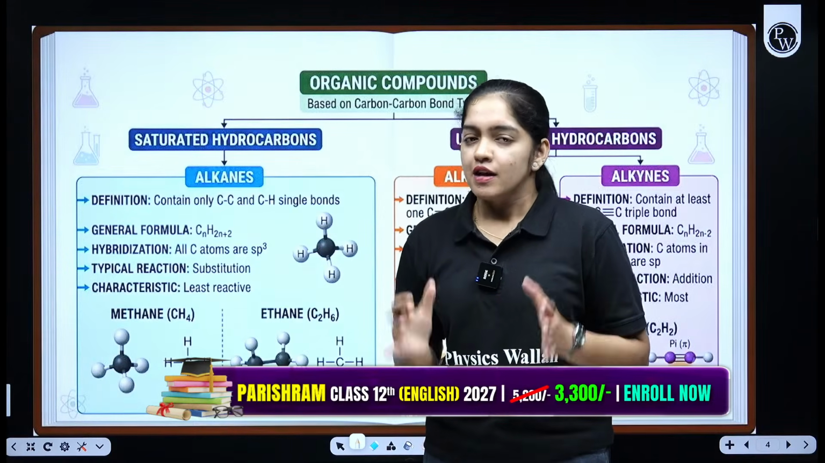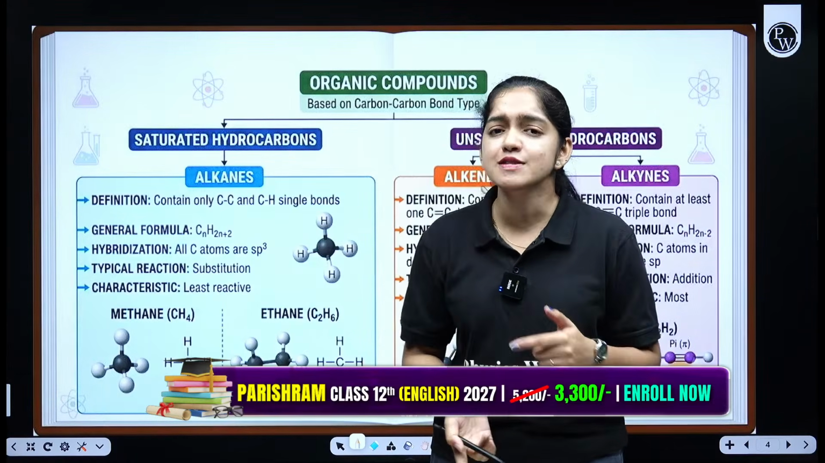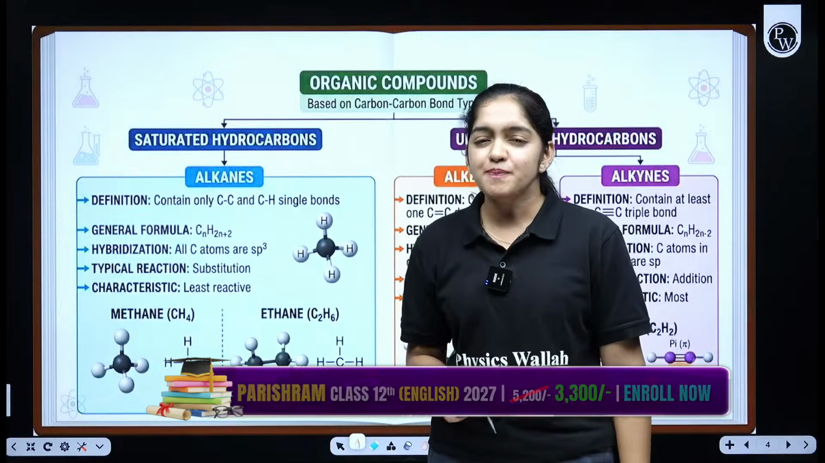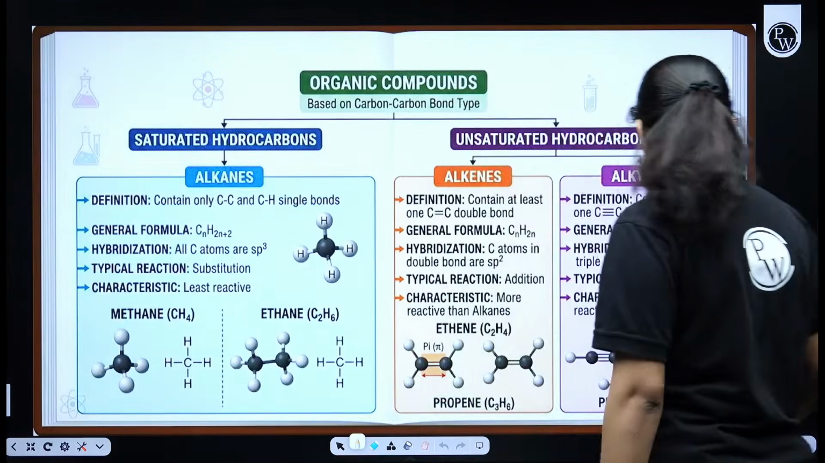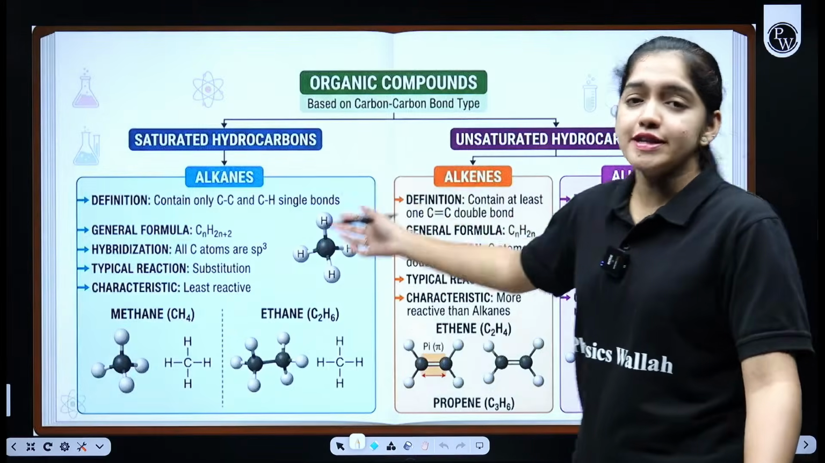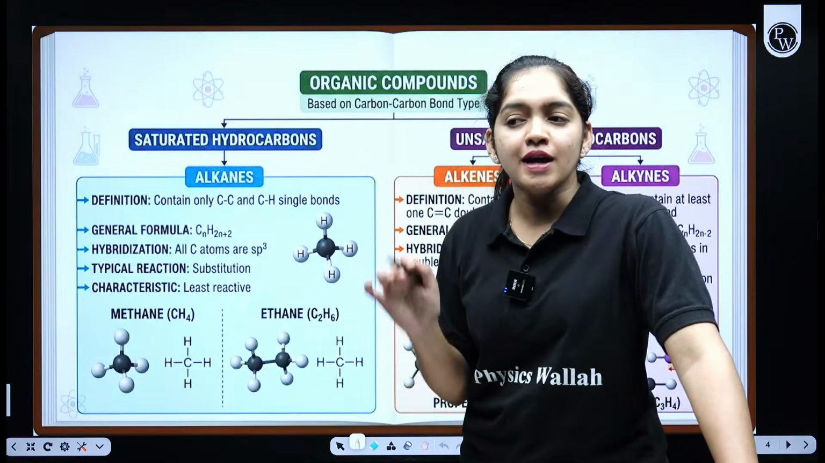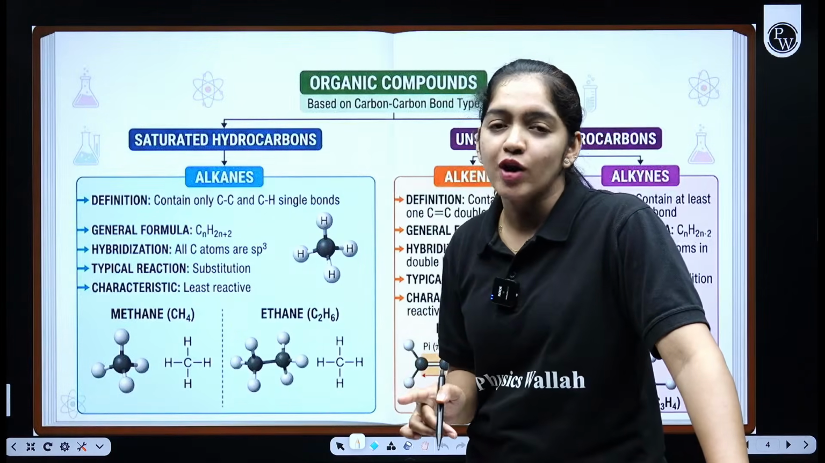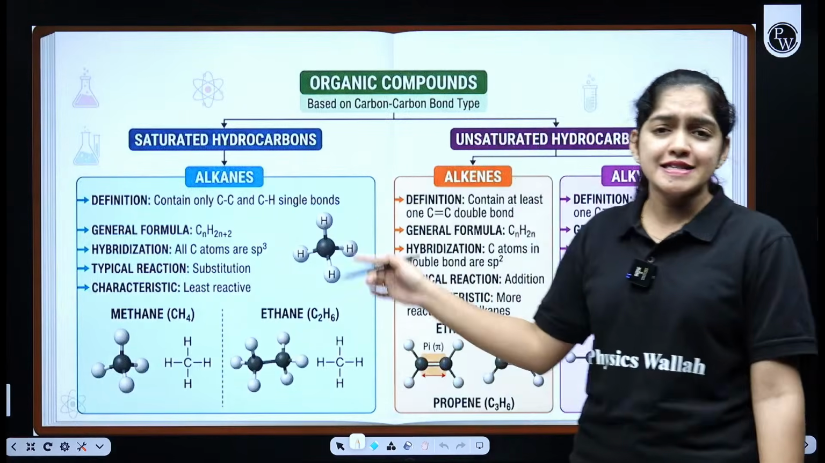If C is n times, how many hydrogens will there be in an alkane? 2n plus 2. That we can check how it is coming. Is it a double bond? Saturated. Carbon-carbon containing only a single bond is known as what? Saturated hydrocarbon, and we can check how it is coming.